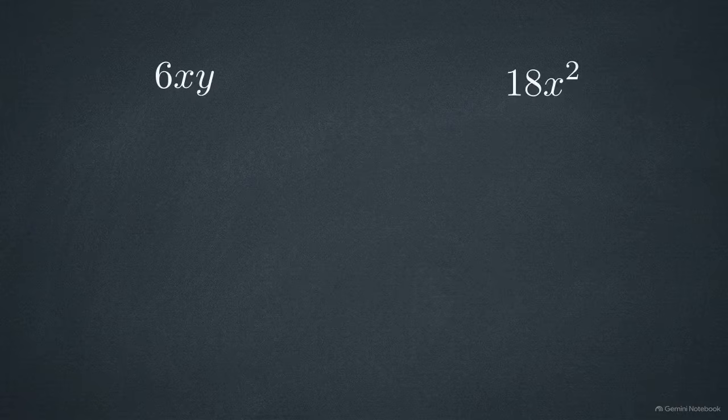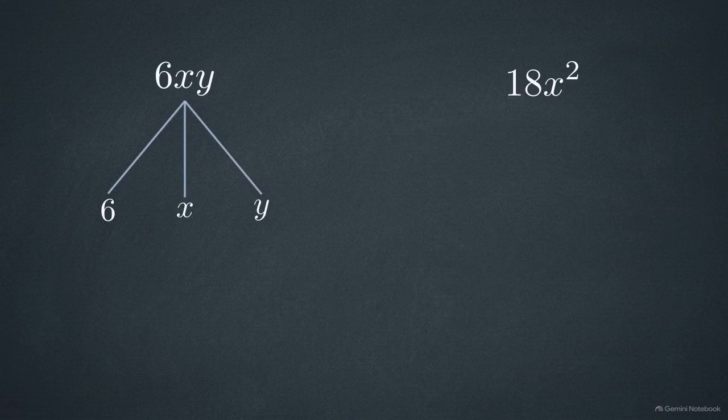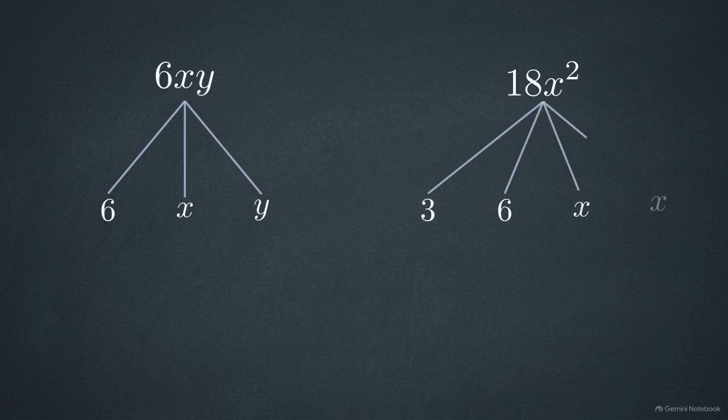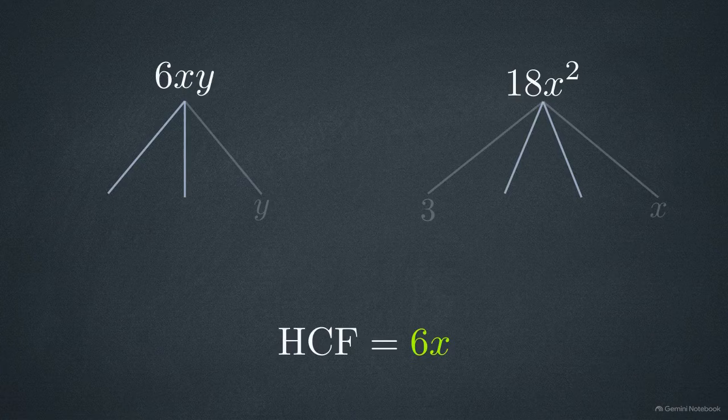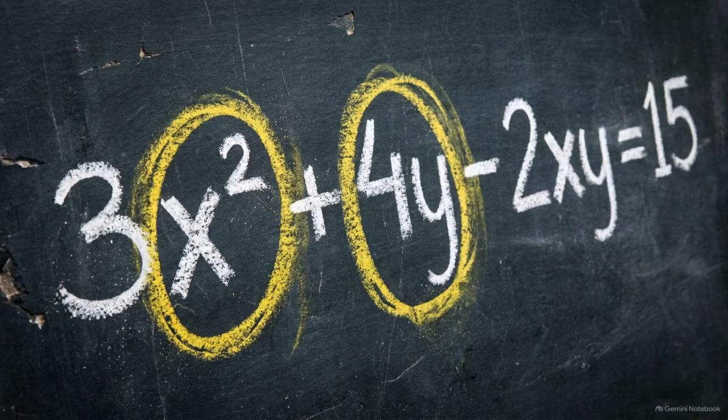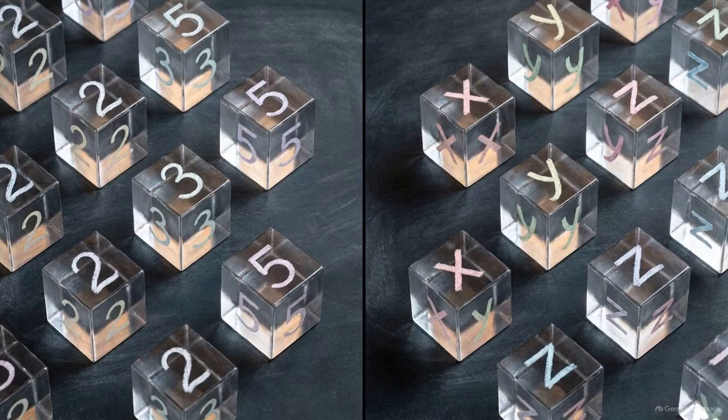This diagram shows two algebraic terms deconstructed into raw individual factors. 6xy is 6 times x times y. 18x squared is 3 times 6 times x times x. By identifying shared factors, the 6 and a single x, we arrive at a highest common factor of 6x. These variables submit to the same logic as prime numbers. The underlying principle of factorization remains constant as the terms become more abstract.